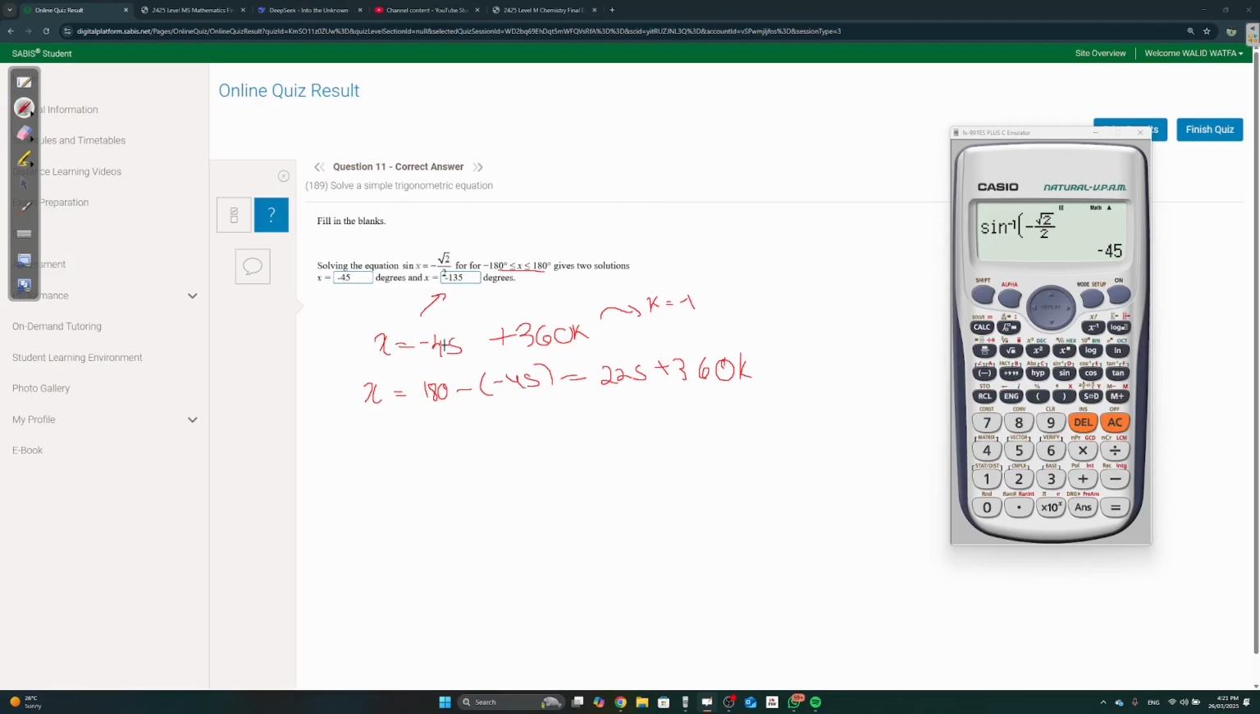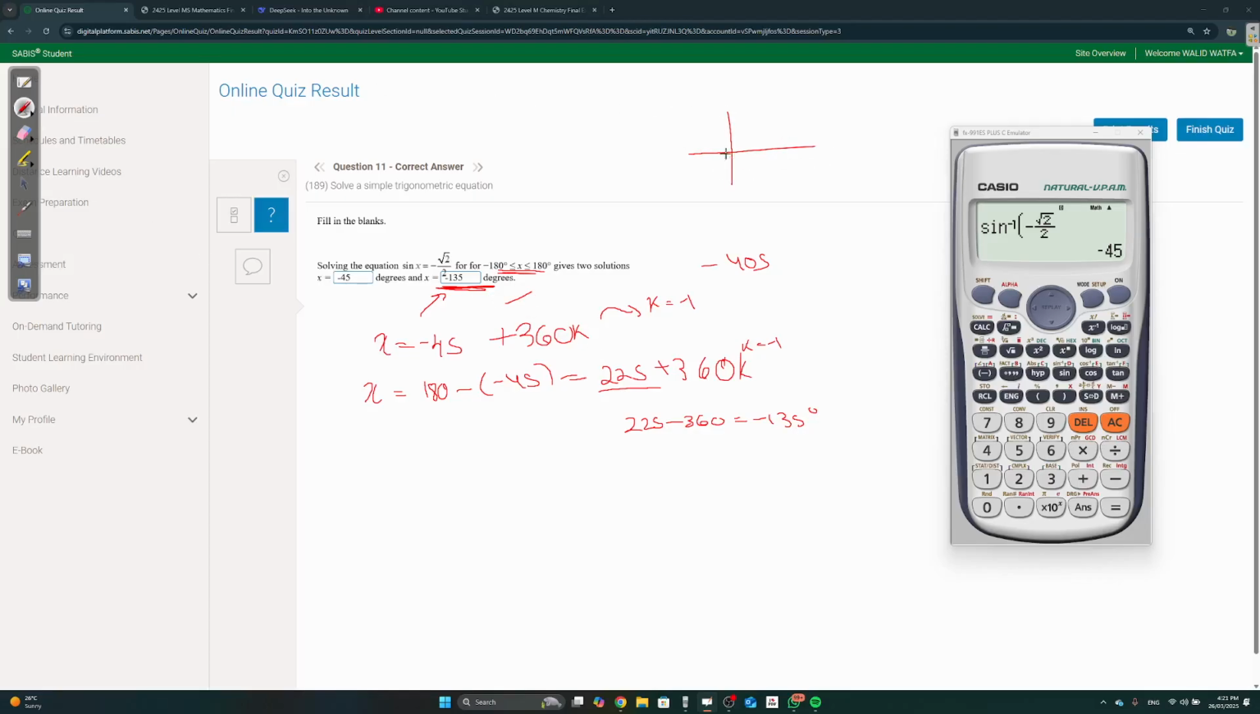You got minus 45, you're looking for another value. Obviously 225 won't work because it's not in the domain. So anyway, if you check k is equal to minus 1, you're going to get minus 405, which isn't in the domain. But if you check k is equal to minus 1 over here, you're going to get 225 minus 360, which is equal to minus 135 degrees, which is in the domain, which is correct.